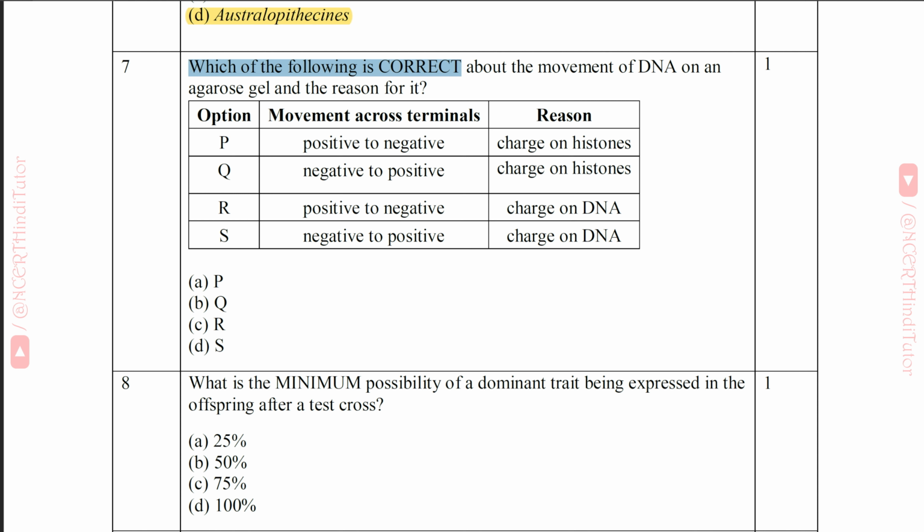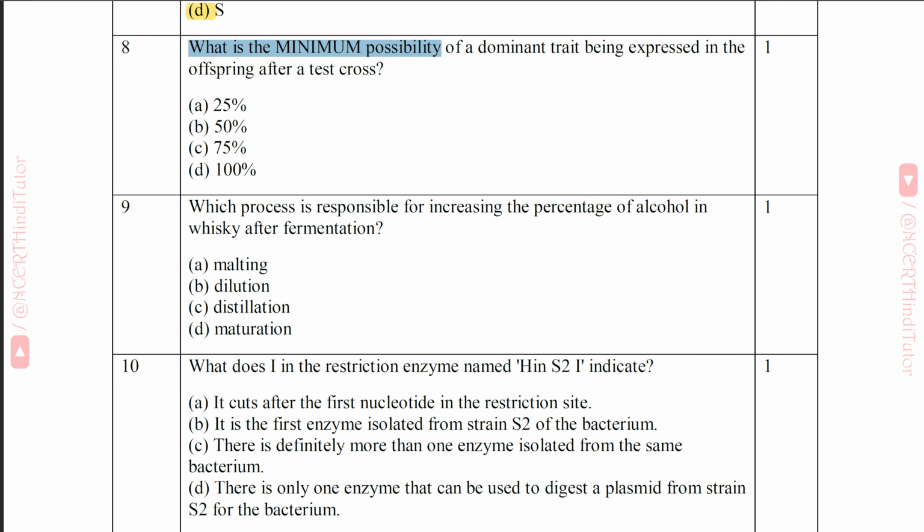Question 7. Which of the following is correct about the movement of DNA on an agarose gel and the reason for it? Answer D. S. That is movement across terminals negative to positive and reason charge on DNA. Question 8. What is the minimum possibility of a dominant trait being expressed in the offspring after a test cross? Answer B. 50%.